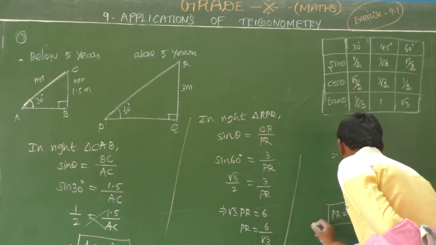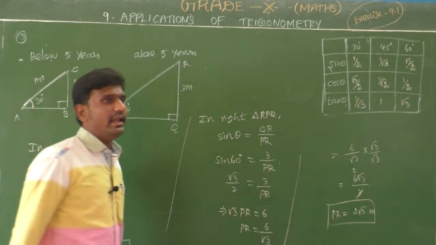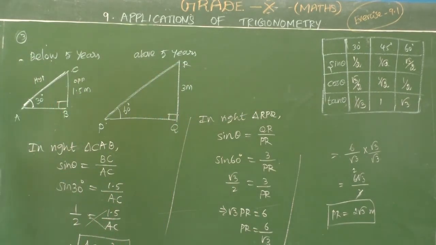Which one is used by elder children? Elder children, which is above 5 years. Okay? Have you got it? So the lengths of the 2 slides are also asked, and that's how we find them.